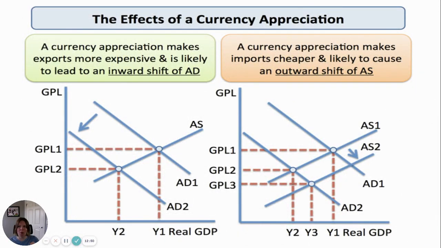You can graph out both of the markets, and that's often what I do, just so I can keep my markets straight. On the AP test, they will tell you to graph the dollar market or graph the euro market. Currency appreciation makes exports more expensive and is likely to lead to an inward shift of AD. And a currency appreciation makes imports cheaper and likely to cause an outward shift of aggregate supply.